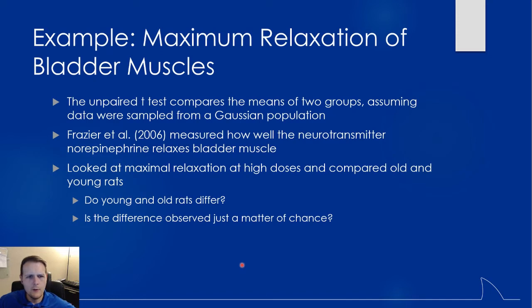So this is a study where they were looking at bladder muscle tissues. I believe they were coming from rats, and they were giving the neurotransmitter norepinephrine to see how much relaxation they were finding there. And what they wanted to do was to compare old versus young rats to see, does the bladder relaxation that occurs after exposure to norepinephrine differ based on the age of the rats? Or are the differences they observe just due to chance alone, and age doesn't really have a big impact?